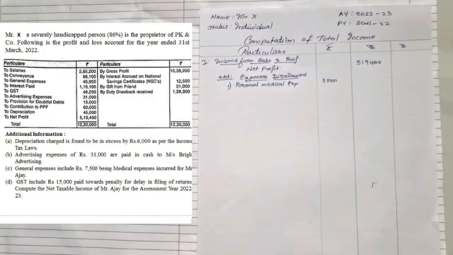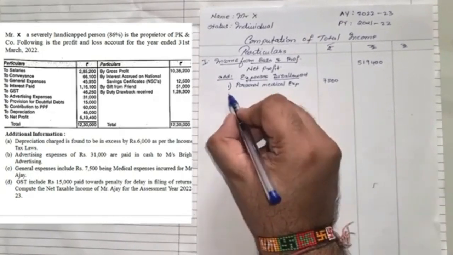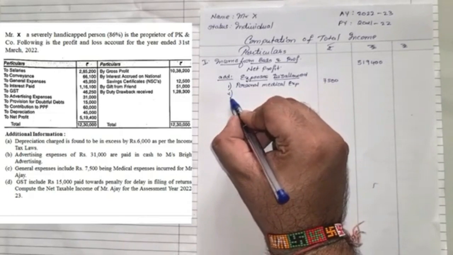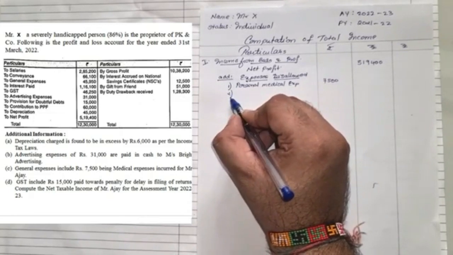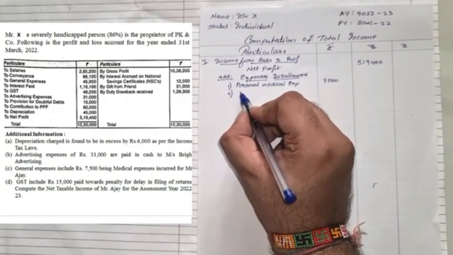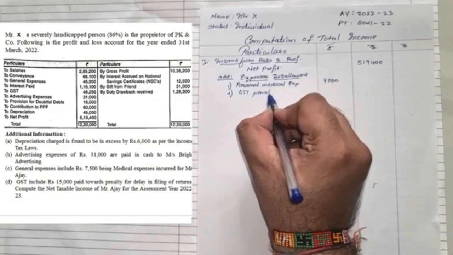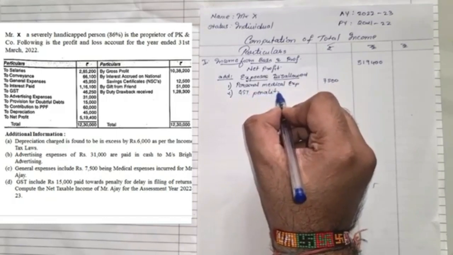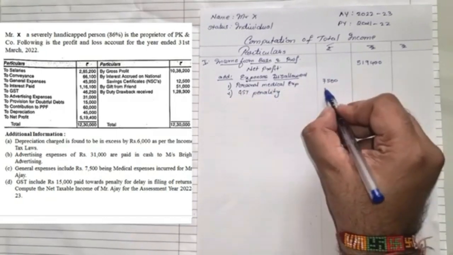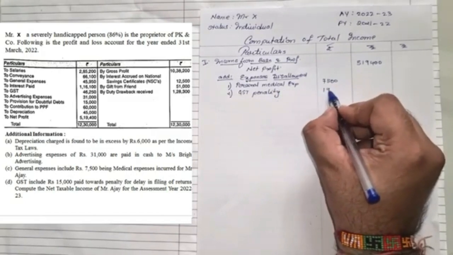The next is GST. Now GST is a normal business expense, but now they have given you an adjustment. GST includes 15,000 paid towards penalty. Penalty is not a business expense. It's a mistake done by the owner, so it will be disallowed. It's not an expense that is a normal course of business expense. So GST penalty, all types of penalty will be disallowed. So the amount of GST penalty is 15,000.